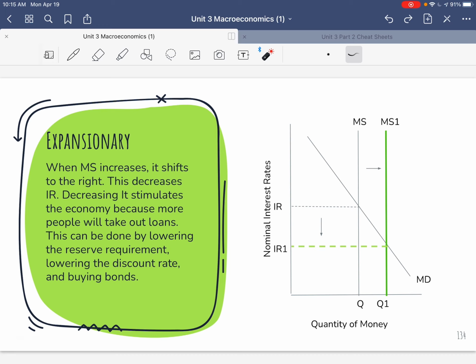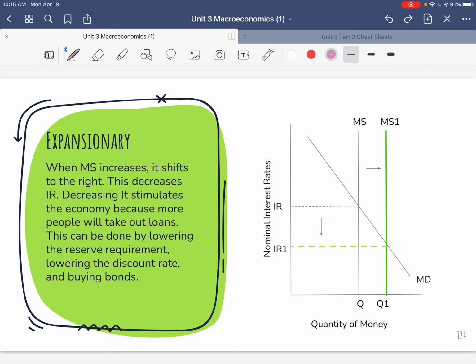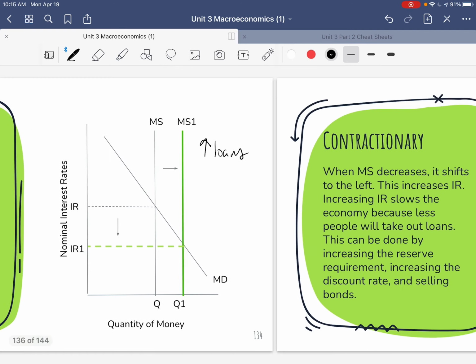When money supply increases, it shifts to the right. Name it MS1, give it an arrow, find that new equilibrium, and that's our new interest rate 1. It looks like interest rates decreased. That means more people are going to take out loans. So increase the amount of loans given out. So the money supply increases, loans are being given out, interest rates are floating down, and this is going to expand our economy. This can be done by lowering the reserve requirement, lowering the discount rate, or buying bonds, just like we went over. Okay?